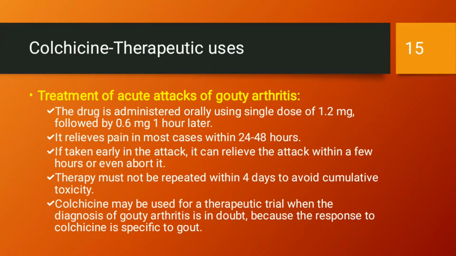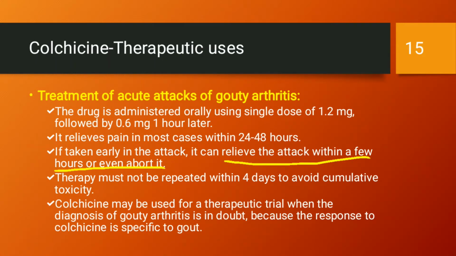Okay, therapeutic uses: it is used in treatment of acute attacks of gouty arthritis. It is administered orally using a single dose of 1.2 milligram, followed by 0.6 milligram 1 hour later. It relieves pain in most cases within 24 to 48 hours. If taken early in the attack, it can relieve the attack within a few hours or even abort it.